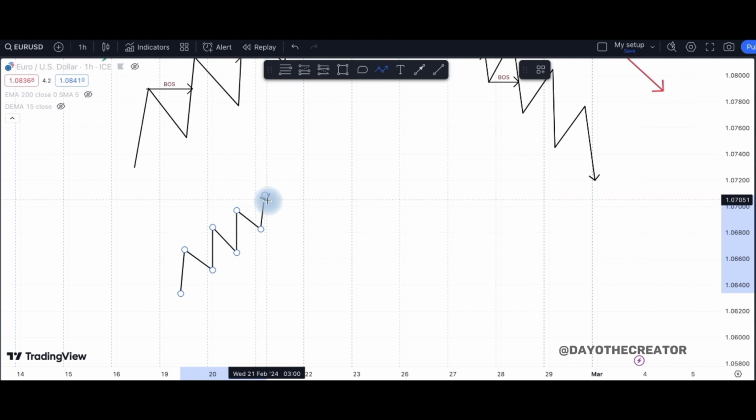And when the market creates a higher low that breaks the previous higher low, then refuses to break the previous higher high, it is what we call change of character. This is what we call change of character.